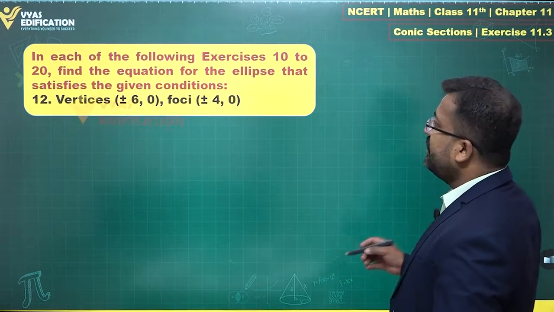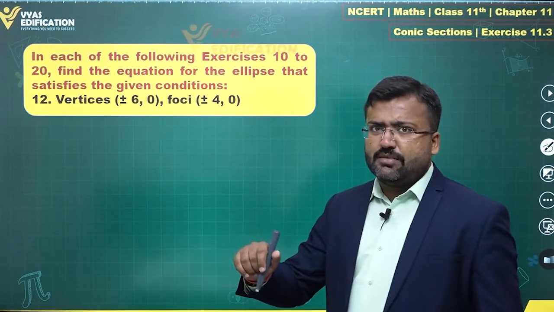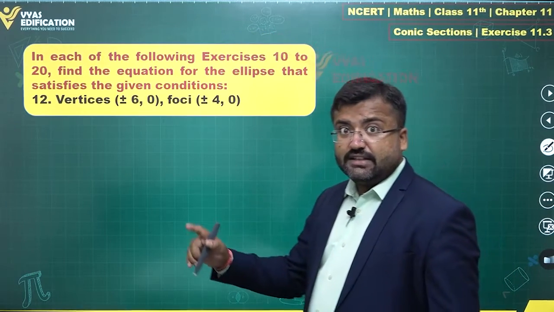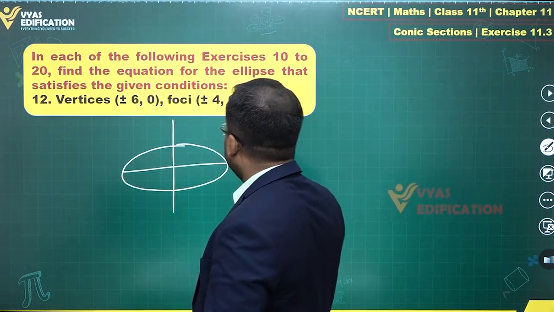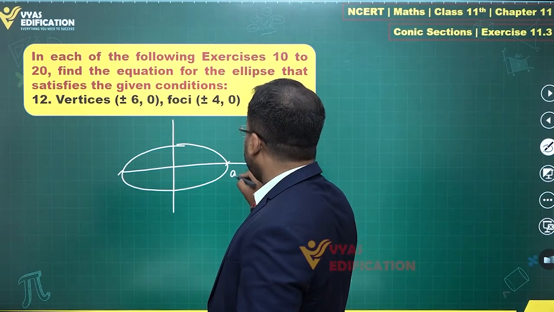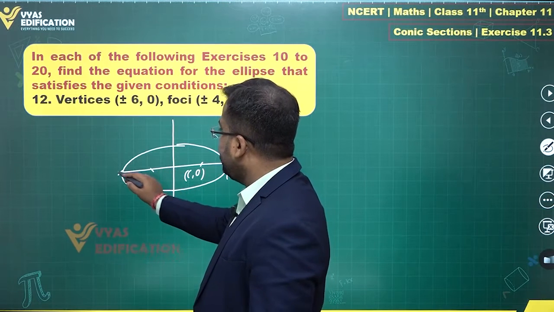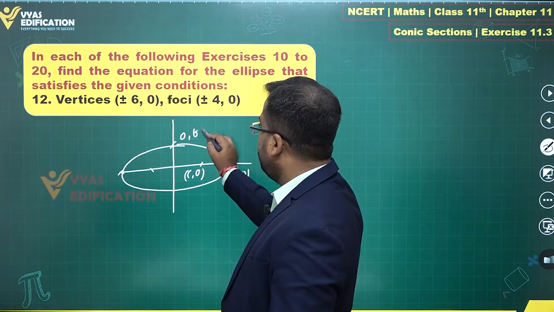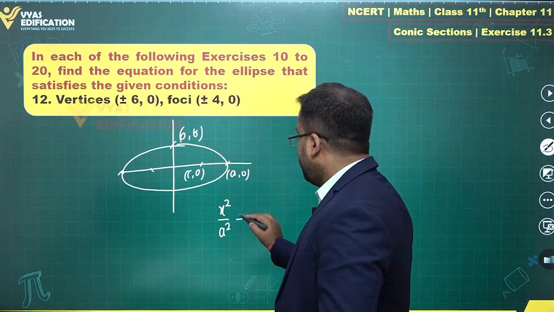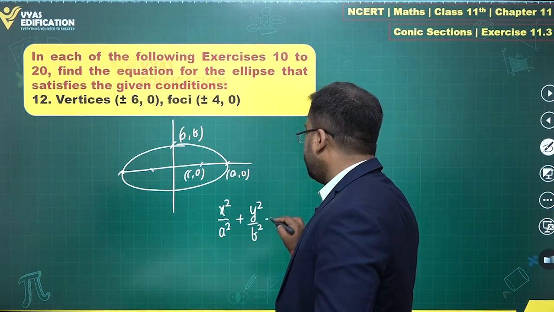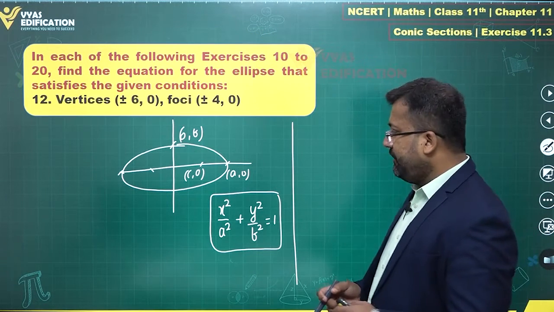Question number 12 says that vertices are at plus minus 6 comma 0 and foci at plus minus 4 comma 0. Now, can you identify that the vertices and foci lie on the x-axis? So this is a horizontal ellipse, right? This is vertex, which is a comma 0. This is focus, which is c comma 0. And similarly, we have minus c comma 0, minus a comma 0. This will be 0 comma b. The equation of the ellipse will be of this form: x square by a square plus y square by b square is equal to 1. The important thing once again is to identify the values of a and b.